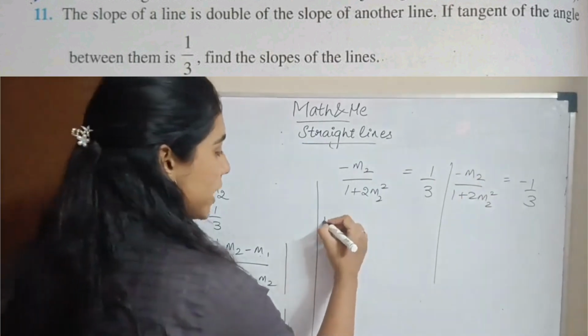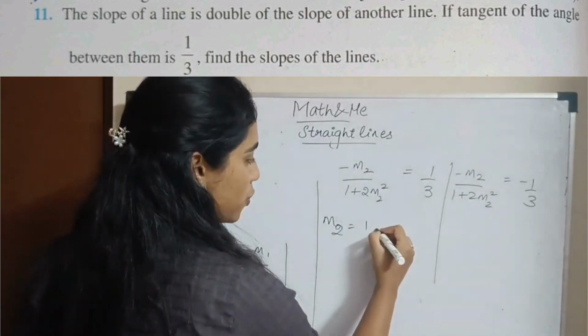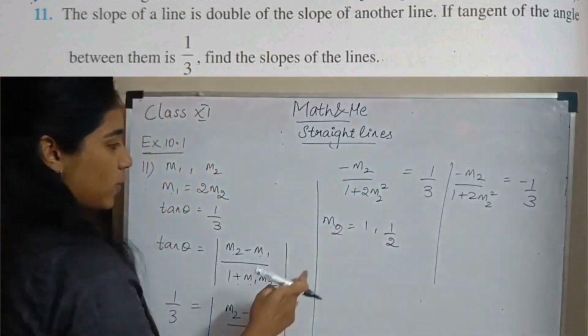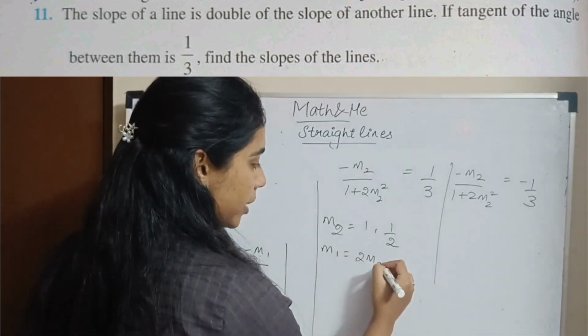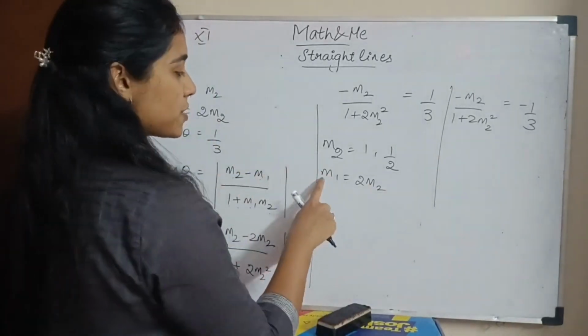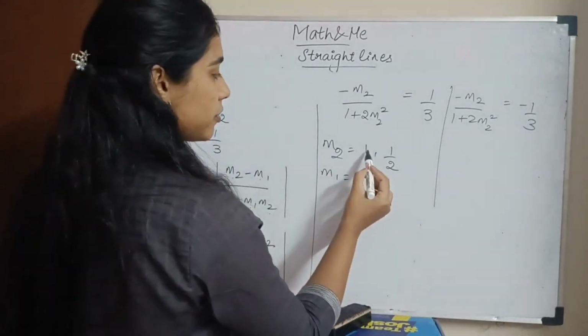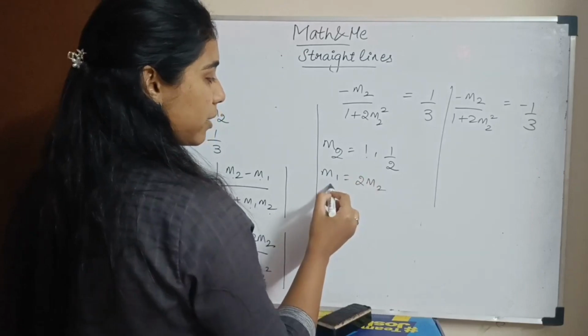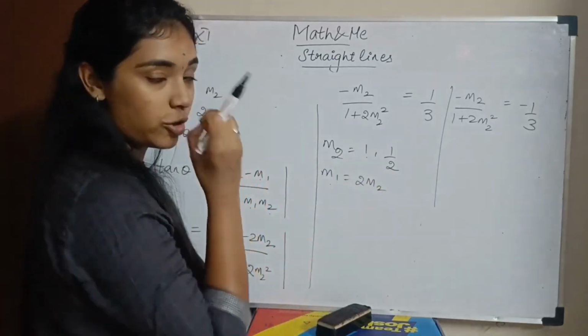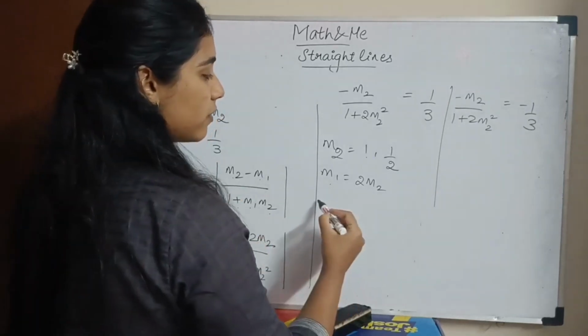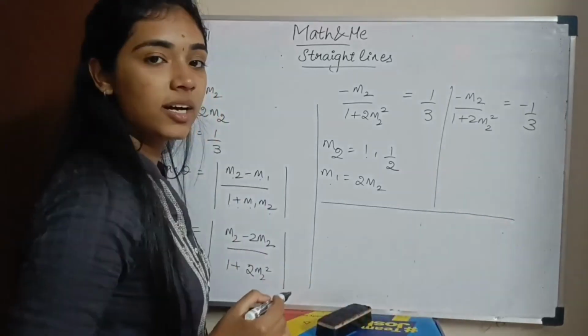You will be getting two values for M2, which are 1 and half. You will have to substitute that for M1. So M1 will be 2M2. So you will be getting two slopes for M1. Okay? When the value of M2 is 1, you will be getting M1 as 2. When the value of M2 is half, you will be getting the value of M1 to be 1. Okay? Try solving this at home and tell me what answers you get.